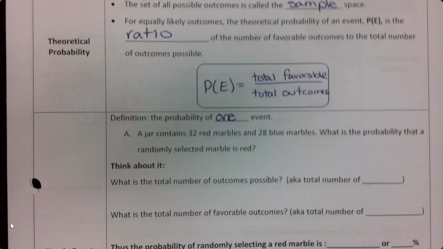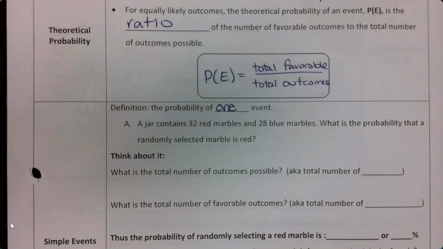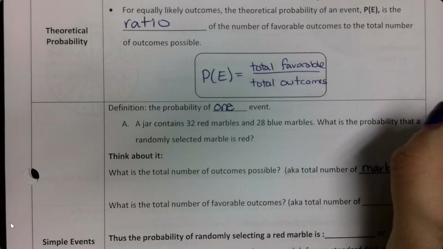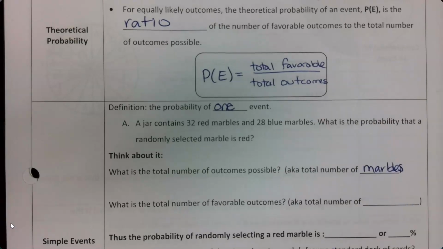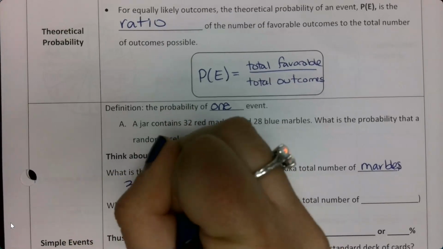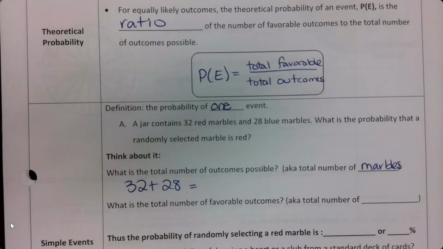So, I need to first figure out the total number of outcomes possible, so my total number of marbles. How am I going to figure that out? How do I figure out how many total? 32 plus 28. Okay, so how many total marbles are in the jar? 60.